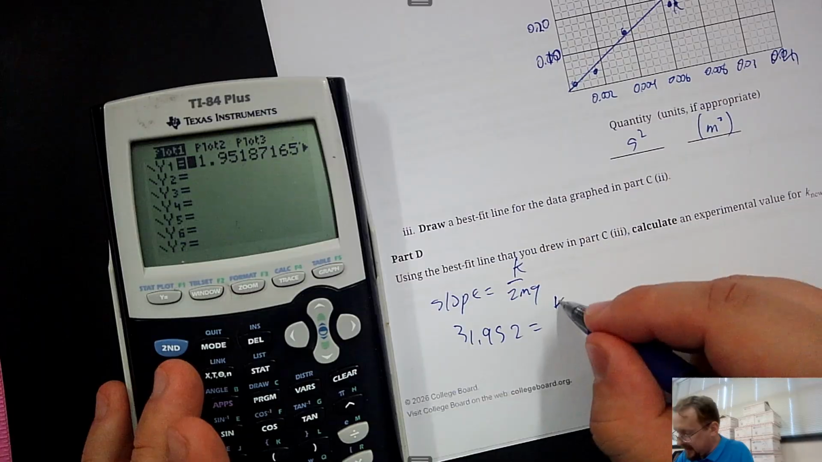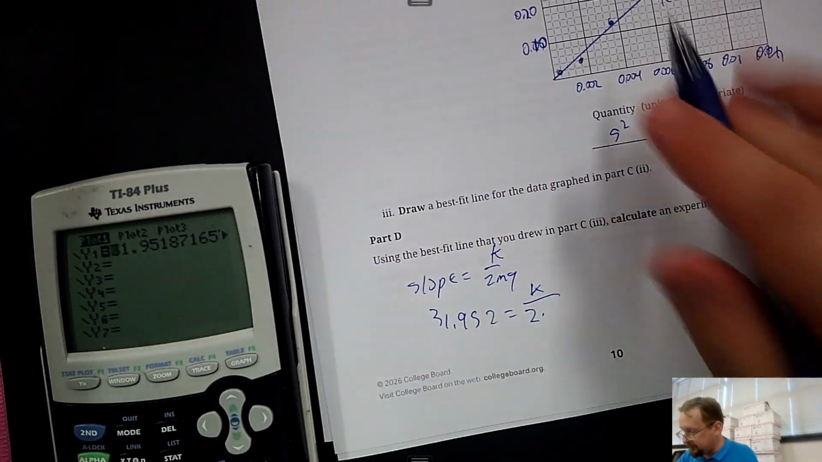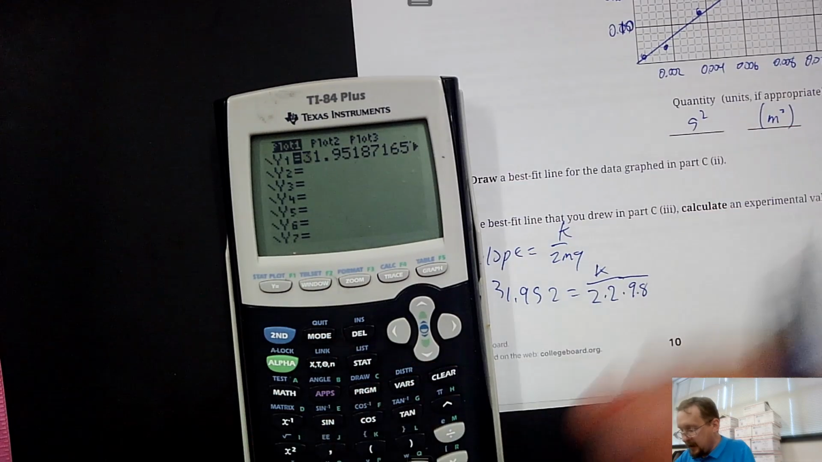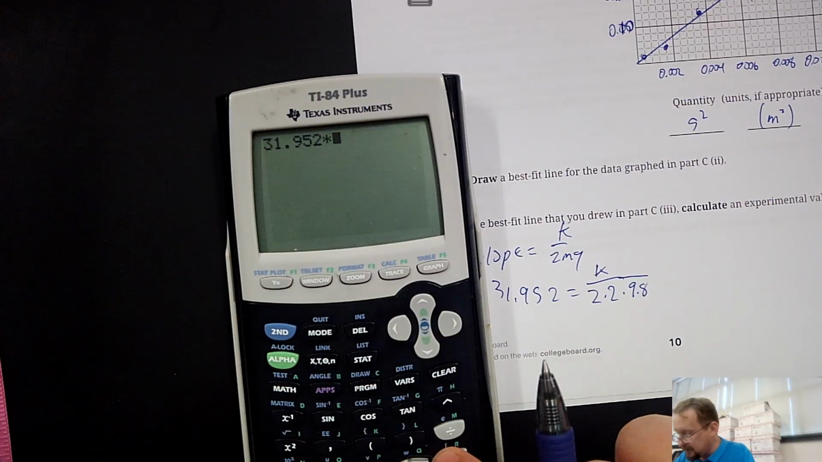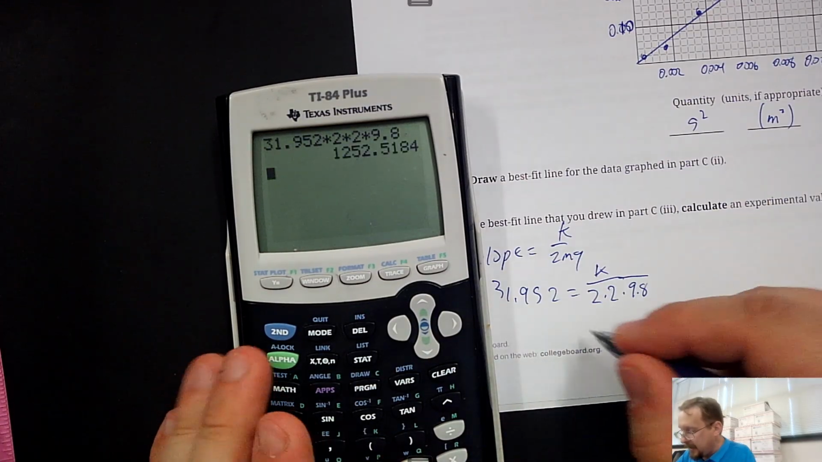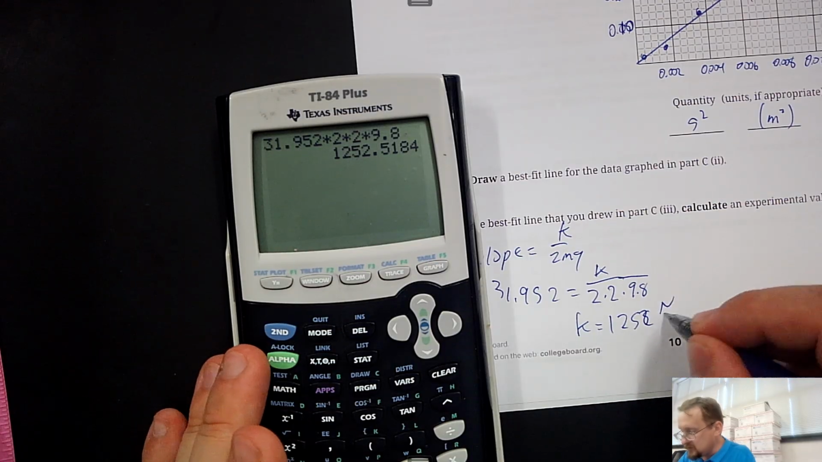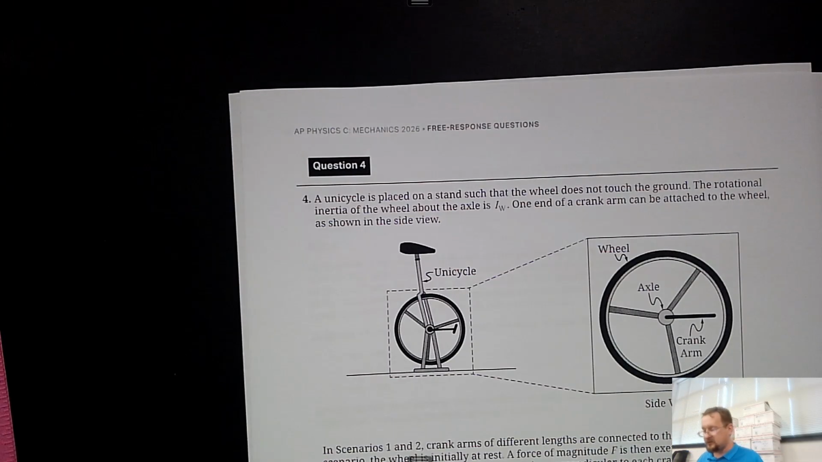31.952 is equal to k over 2. What was the mass again? 2 kilograms. And you can use g equals 9.8 or 10. They do not care. They just want to see that you're doing something that makes some sense. 952 times 2 times 2 times 9.8. And your spring constant is, wow, 1252 newtons per meter. Okay, well, whatever. So I don't even think this ever took place for real.